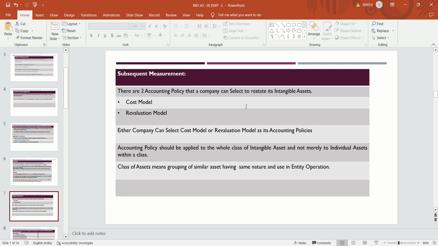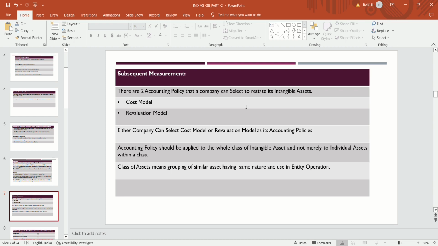So there are two accounting policies in case of intangible asset. First is cost model and second is revaluation model. The company has an option that they will select either the cost model or revaluation model as its accounting policy. Accounting policy should be applied to the whole class of intangible asset and not merely on individual asset.